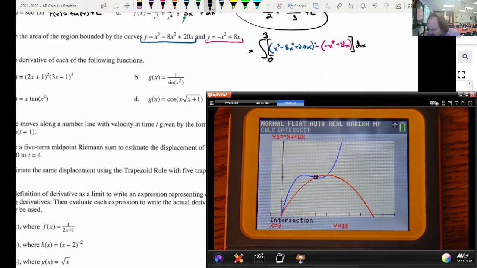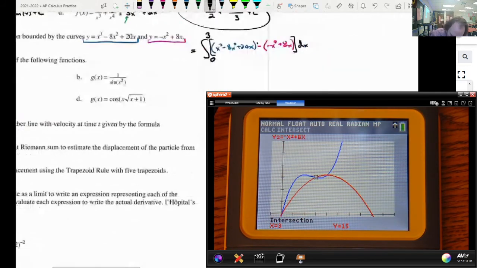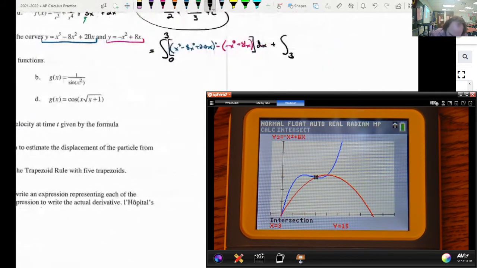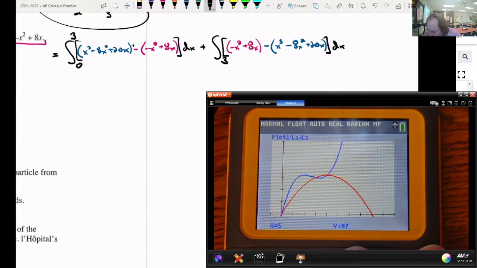We're also going to need another integral because these things change position. We're going to add to this the integral from 3 to, again, I don't know what the top bound is yet, but I do know that the integrands are going to change order. So big bracket in front. The first one is going to be the negative x squared plus 8x minus the second one, which is x to the third minus 8x squared plus 20x, times dx, like that. So the next thing, let's go into the calculator here.